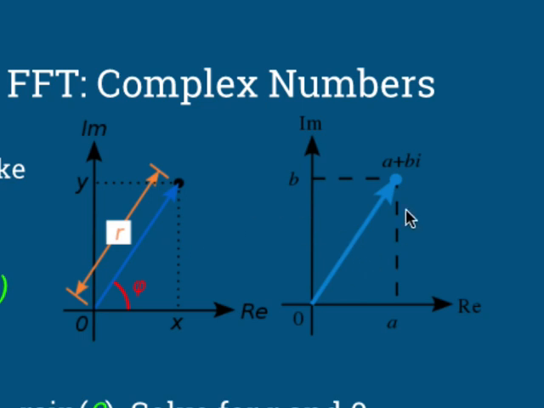Equivalent representation is a plus bi, which is just the Cartesian coordinates a comma b. So a on the real line and b on the imaginary line. Okay? Why am I talking about this? It will be important, I promise you. So stay with me. Okay, questions?